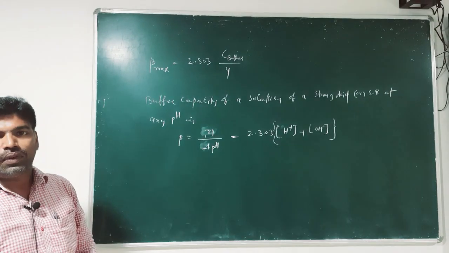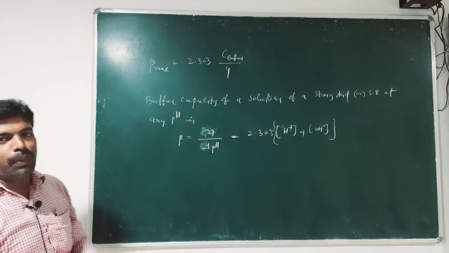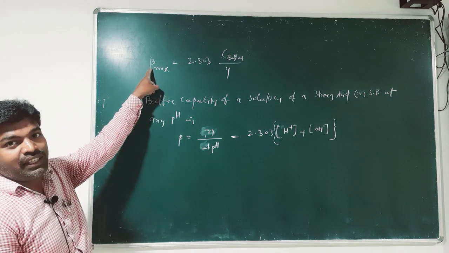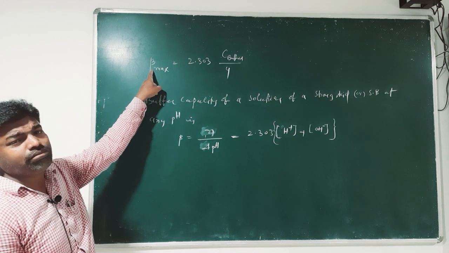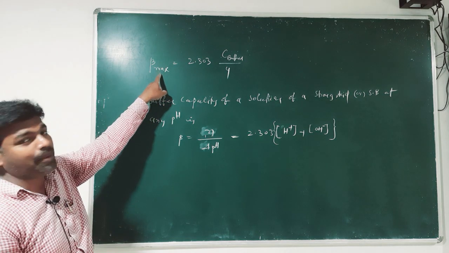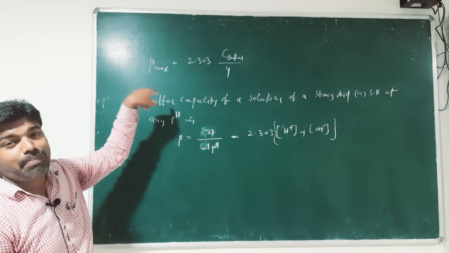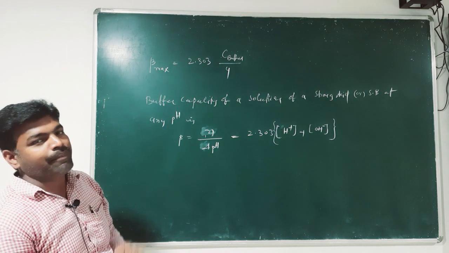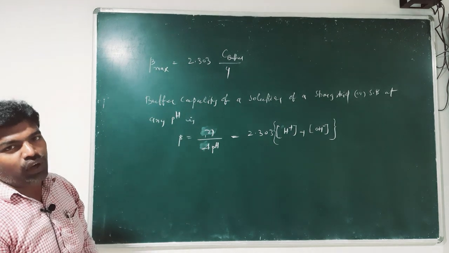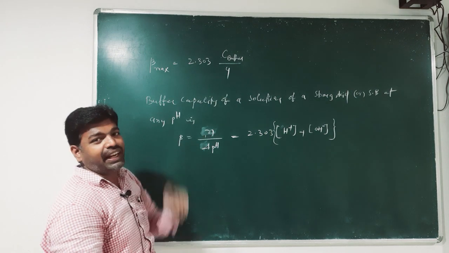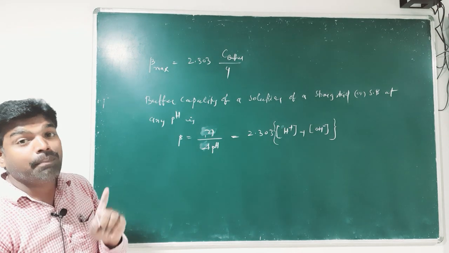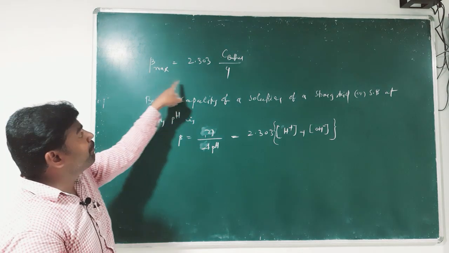Before going to the next problem, we should know these formulas. First is buffer capacity. Beta is the letter used to represent buffer capacity, and we can calculate the maximum buffer capacity with this formula: 2.303 into concentration of the buffer divided by 4. With this formula we can calculate the maximum capacity of a buffer solution. It is a very important formula.